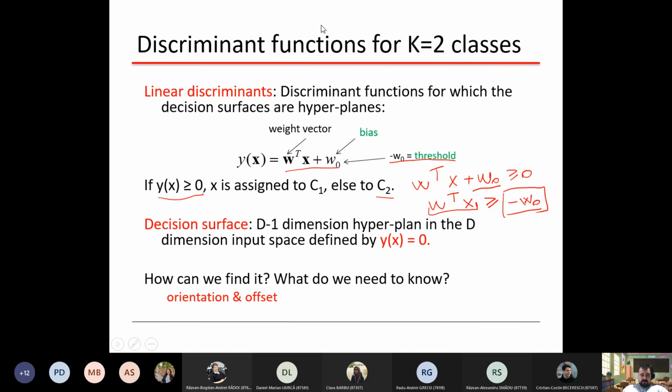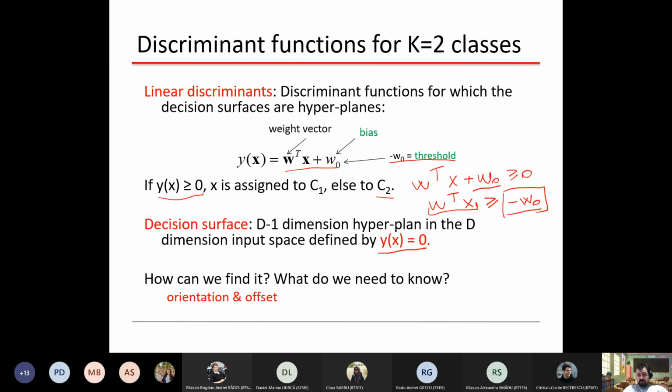The decision surface. So these are the linear discriminants. The decision surface is a d minus one dimension hyperplane that is found in the d-dimensional input space, defined by the equation y of x equal to 0. So if we have only two classes, then we will have to define the hyperplane that will separate these two classes, and that means that y of x equals to 0.